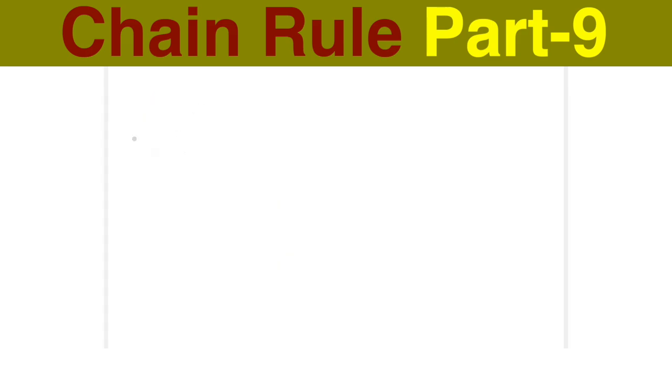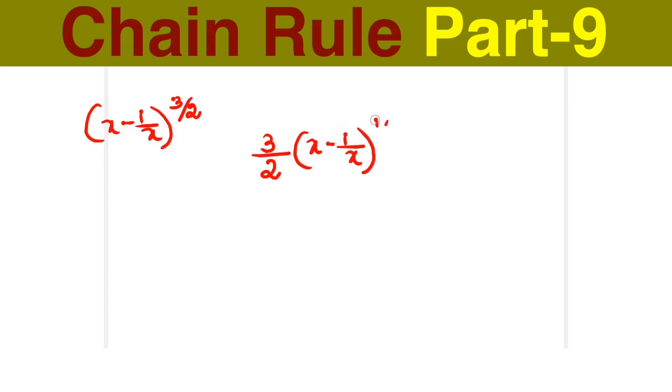Let's take another input function (x − 1/x)^(3/2). Treat x − 1/x as t. So this means t^(3/2). Differentiation of that is 3/2, and 3/2 minus 1 is half. So it is (x − 1/x)^(1/2), followed by d by dx of t, which is d by dx of x − 1/x.